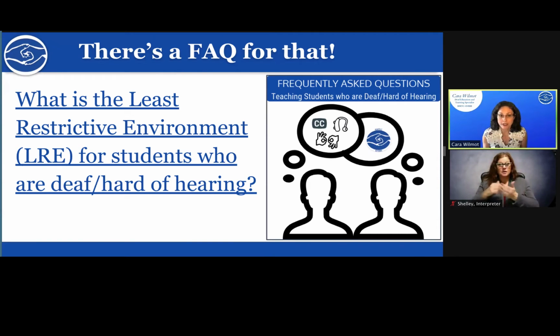There is no way to go into every aspect of deciding on an LRE during 1 hour. We do have a frequently asked question that addresses this if you want to read more about it. And of course, we have the resources in the live binder. Today, we're just going to talk about the few key points when deciding on LRE, and then hear from some districts on how they decide what is LRE for students who are deaf or hard of hearing.